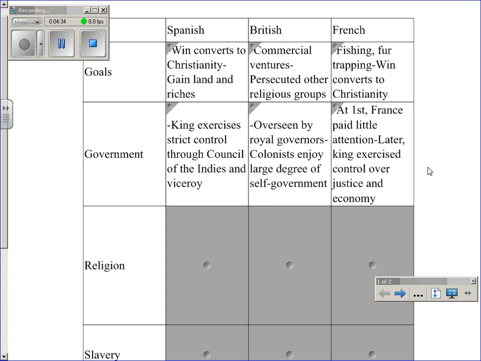And France. France at first pays very little attention to overseas exploration, but the minute they see Great Britain beginning to develop material wealth and possessions, they get very involved. And the king offers some control over the northern colonies.